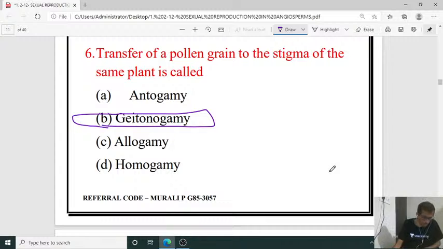Yes, you are right, Rakesh. For the last question, the 5th one, it is 7. Yeah. For the 6th question, the answer is B, Geitonogamy.